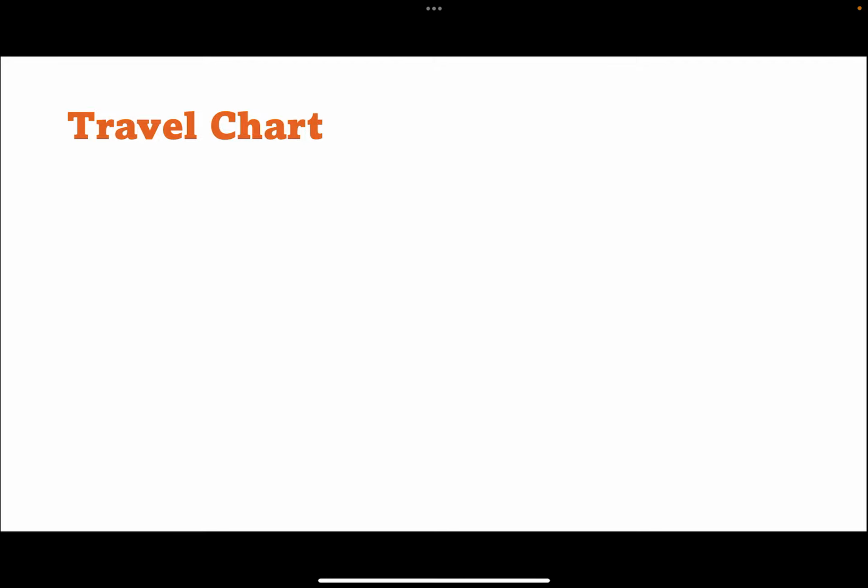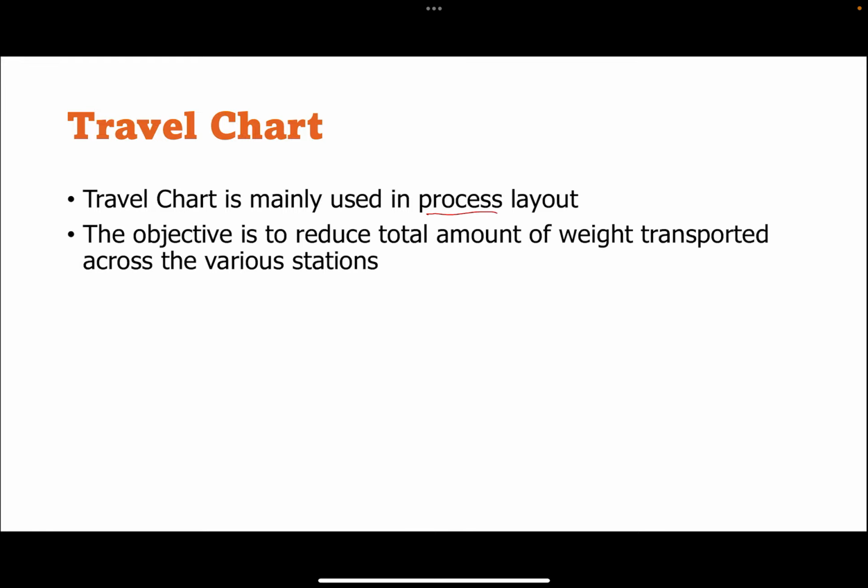Now we are going to discuss the travel chart, which is based upon the first method, that is, to minimize the total transportation cost. This is mainly used in a process layout, and the objective is to reduce the total amount of weight transported across the various stations. We have already seen there are several departments, and the material needs to be transported from here to here and then to here like that. So we are trying to minimize the total amount of weight transferred. From here to here, there may be a transfer of 50 kilo and the distance may be some 200 meters, so that is 50 into 200. Like that, we will calculate the total weight into distance and try to minimize it. That is how we will arrange the various stations.